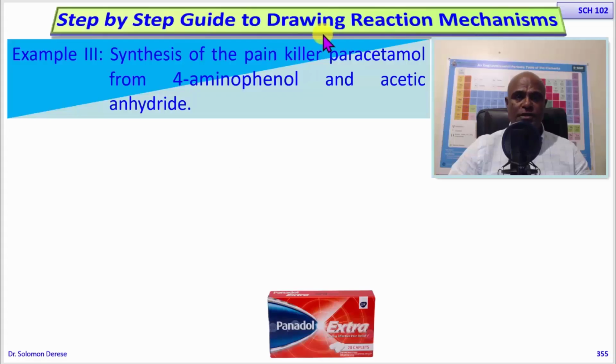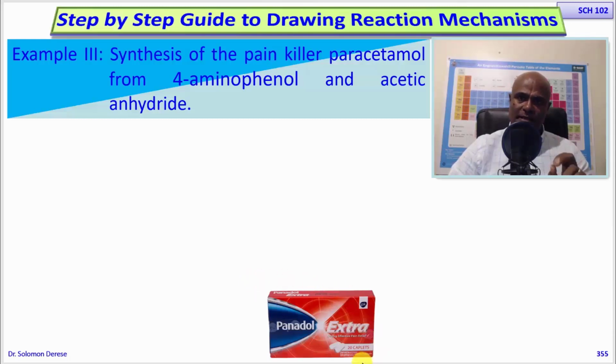So let me take you through a step-by-step guide to drawing reaction mechanisms using our third example of a polar reaction, which is the synthesis of the painkiller paracetamol from 4-aminophenol and acetic anhydride. As you know, paracetamol is a painkiller. It is an active ingredient in many painkiller formulations, such as Panadol.